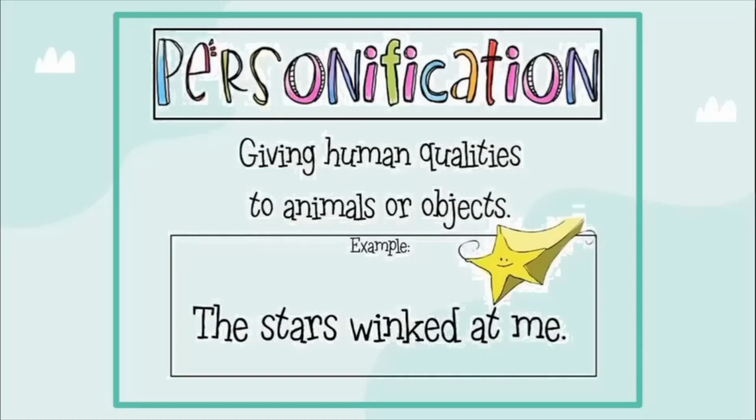There is one example here on the screen for you. The stars winked at me. Winking means making a movement with your eye. So the stars don't have eyes. So can they wink? The answer is no. So this is an example of personification.